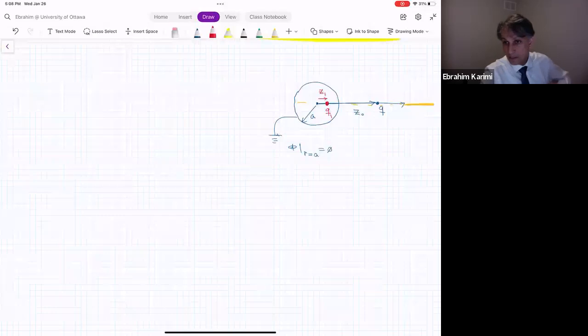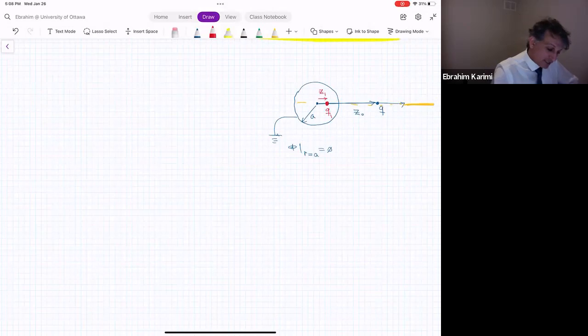Okay. I don't know what the value of Q1 is. I also don't know the distance of the image charge there. The aim is finding the potential anywhere outside of the sphere.